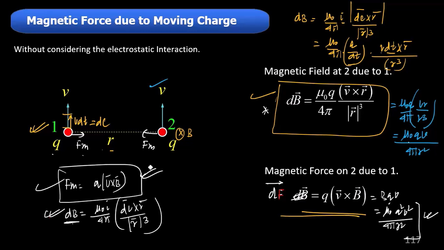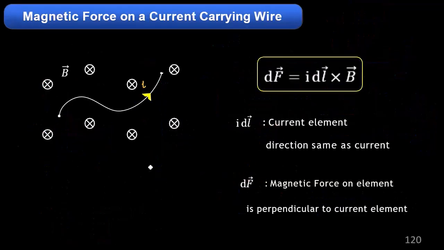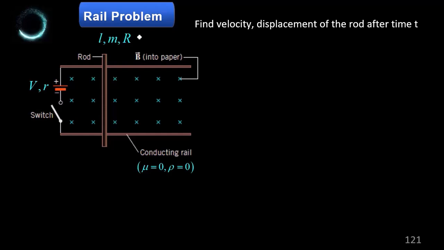দুটো ফোর্স আমাদেরকে পড়তে হচ্ছে, one is on the moving charge, another is on the current carrying wire. So for the current carrying element আমরা জানি যে dF is basically I into dl cross B, যেখানে I dl কে বলা যায় current element and direction same as that of the current, in which direction the current is flowing, and dF is the force acting on this current carrying element. So that is the magnetic force.